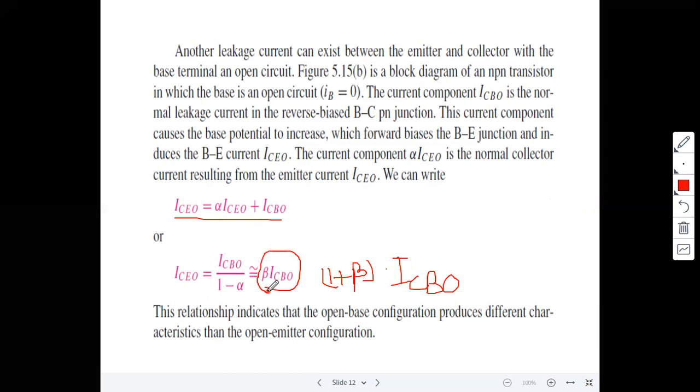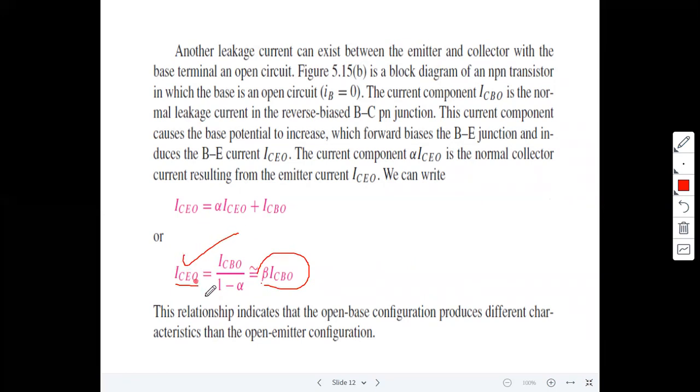Now observe here, compared to these two leakage currents, which one has the higher value? Both are small, but which one will affect more? ICEO is equal to beta times ICBO. That means the dominating leakage current is ICEO. What is ICEO? It is the leakage current that flows between collector and emitter when the base terminal is open. Remember this. So the ICEO value is large compared to ICBO.